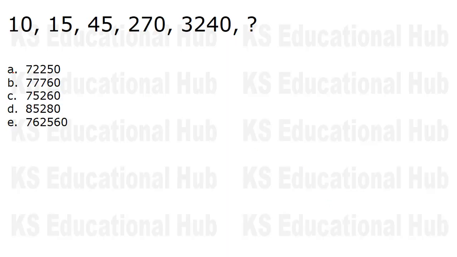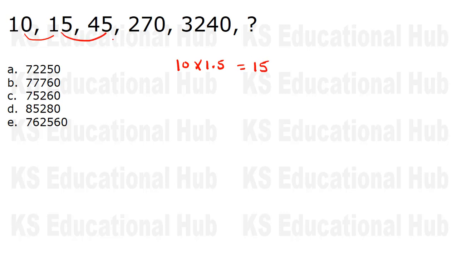So here's the first question. 10, 15, 45, 270, 3240. See here, between 270 and 3240 the value has increased like anything. So I can certainly say that this is not a series of differences. Okay, let's try to change the previous value to the next value. How can 10 be made 15? To make 10 as 15, I'm going to multiply 10 with 1.5. So 10 into 1.5 is equal to 15.